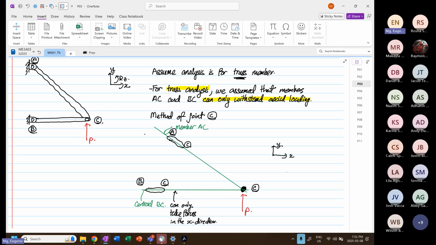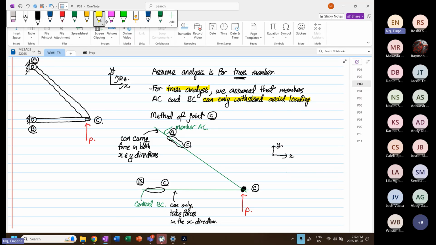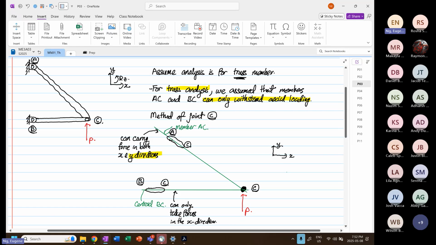Whereas the one on the slope can carry forces in both X and Y directions, because it's on a slope. Now let's look at point C. At point C, we have a force going up. The only member that can take this vertical load is member AC, because member AC is the only one that can take forces in the Y direction.